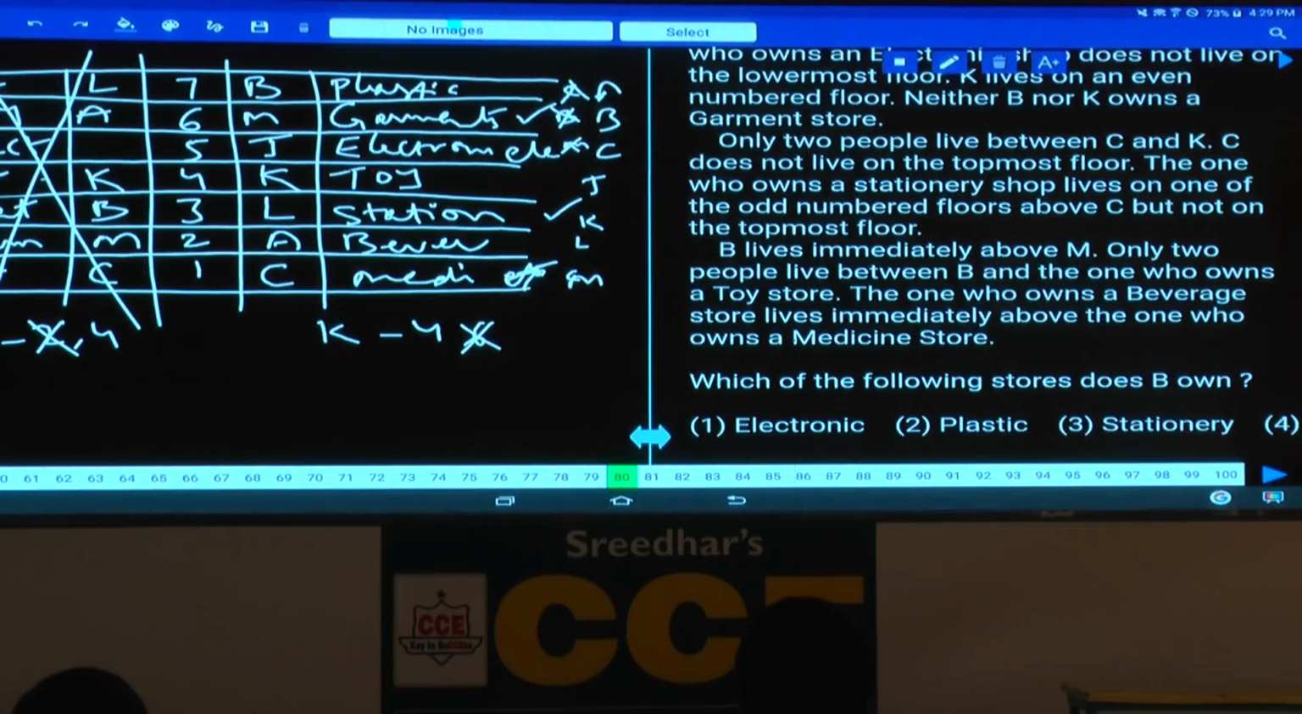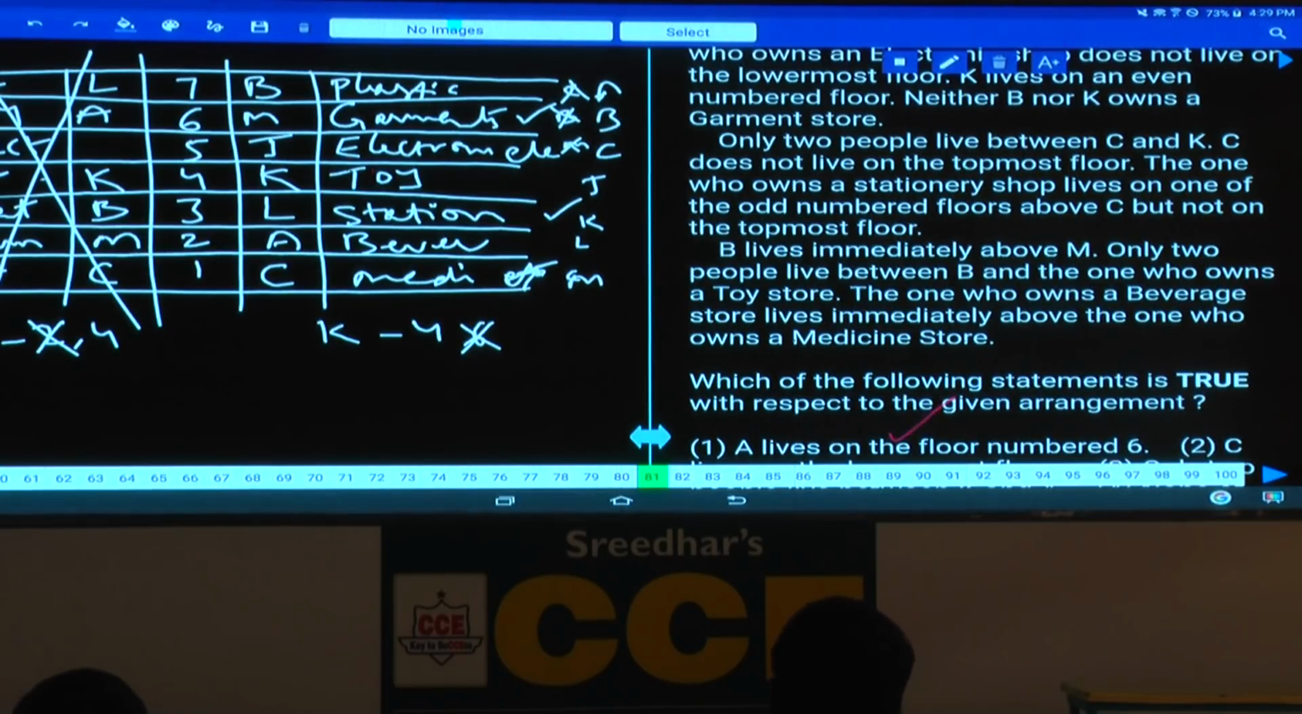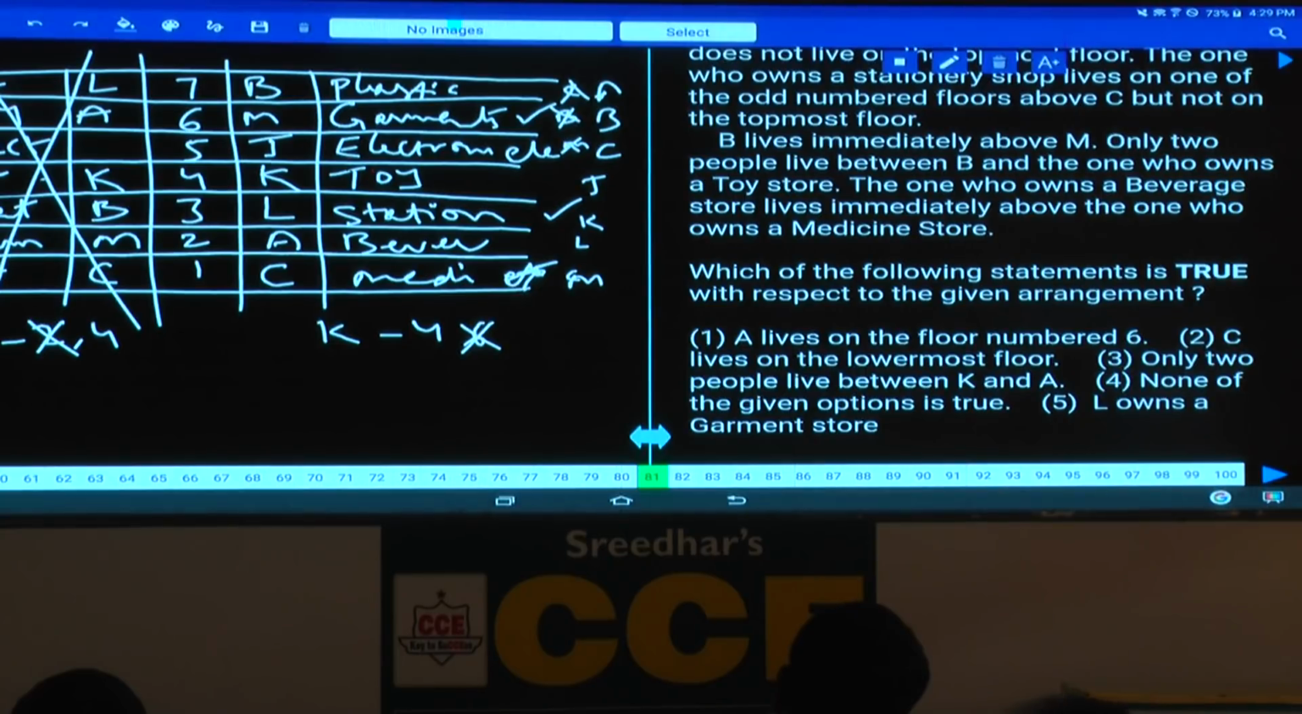Then, question number 80. Which of the following stores does B own? B owns plastic, and it is given in choice 2. Next, which of the following statements is true? A lives on floor number 6 is false. C lives on the lowermost floor, definitely true. Hence, what is your answer here? Choice 2 is the answer.